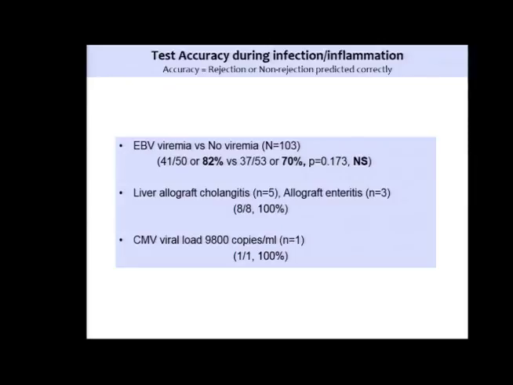There are a whole bunch of patients where either there is diarrhea or liver numbers go up after transplantation, and you do a biopsy, you find cholangitis or you find enteritis, not rejection. And again, 8 of 8 were picked up correctly in that they had no rejection. Here's this single child who we were able to capture during a high CMV viral load, and again, the test picked up everything correctly.